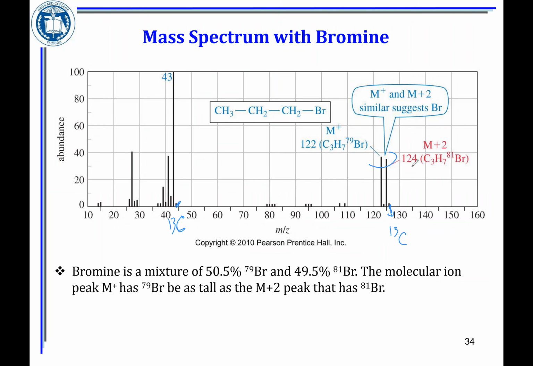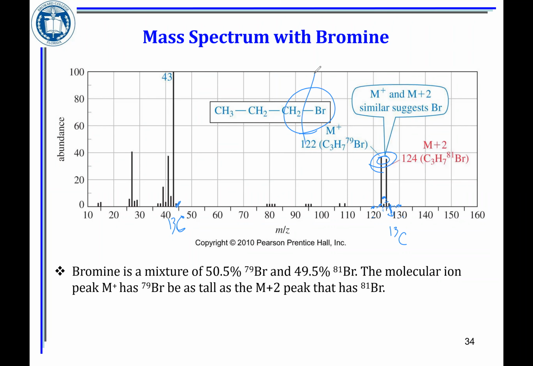In this case, even if you didn't have all these writings here, these peaks are separated by only 2 units. So you have 122 and 124 mass, and you can estimate that by dividing the distance between 120 and 130 by 10. If it's between 122 and 124, only 2 units, this must come from an isotopic ratio. The height ratio is almost the same, and the only one with the same height ratio is bromine. So we know this compound contains bromine.